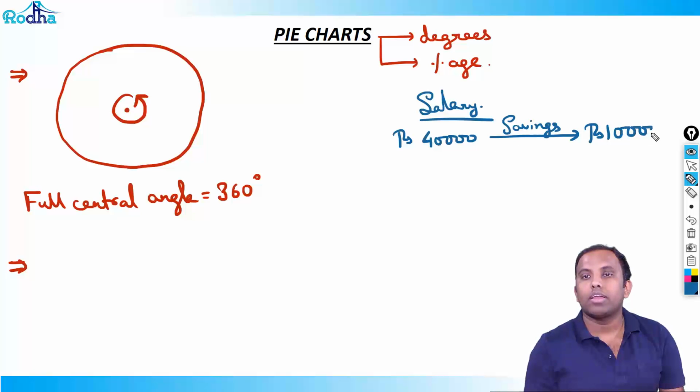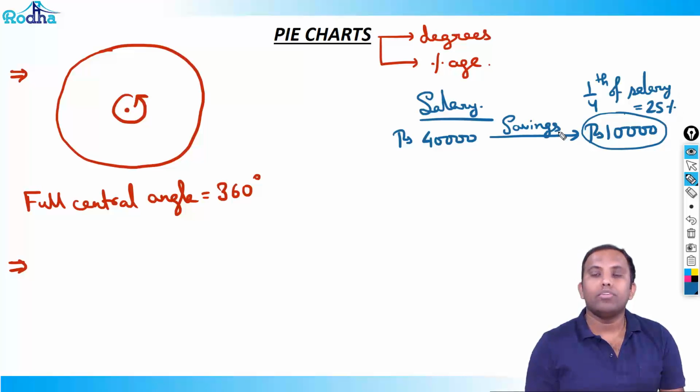So I know that savings is 1/4 of his salary. What is 1/4 of salary? 25%, right? 1/4 of any number is 25%. That means in percentage he is saving 25%. Okay, so if I compare in percentage, the full central angle of pie chart, that is 360 degree, that should be equal to 100%.